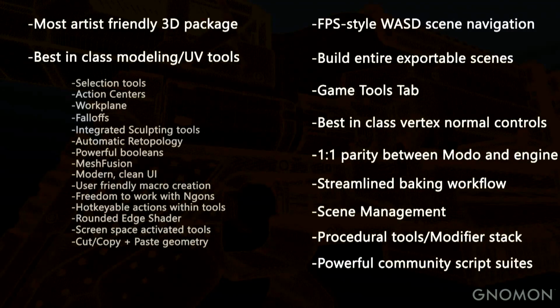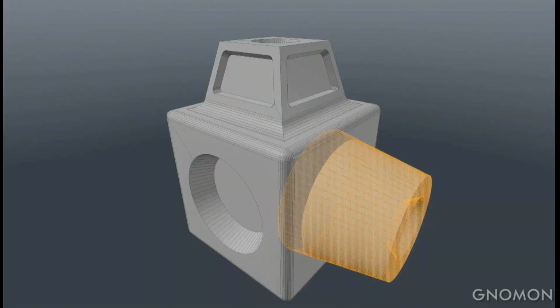The rounded edge shader, screen space activated tools, so you don't have to snipe out geometry to move things on certain axes, and cutting and pasting. All these things are just fantastic. And everything over here on the right is just an honest bonus. Being able to fly through your environment with WASD navigation like you would in the engine, the Game Tools tab, one-to-one parity between materials in Modo and engines.